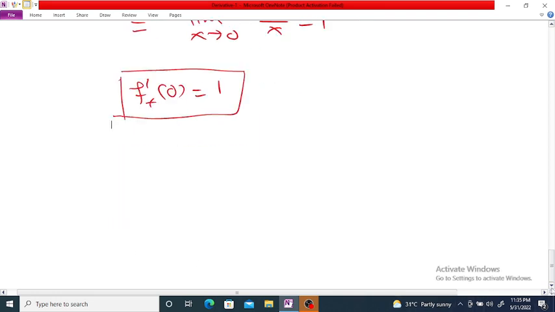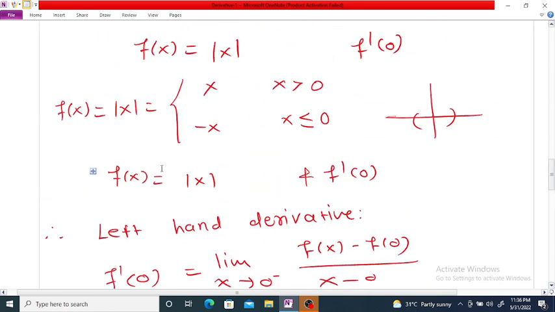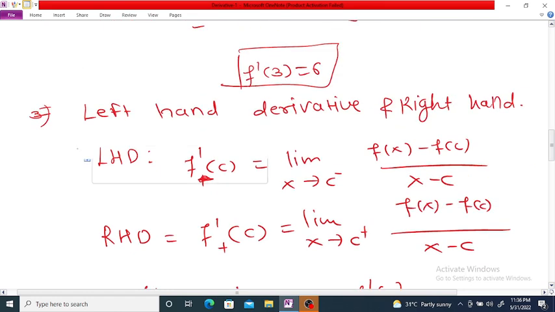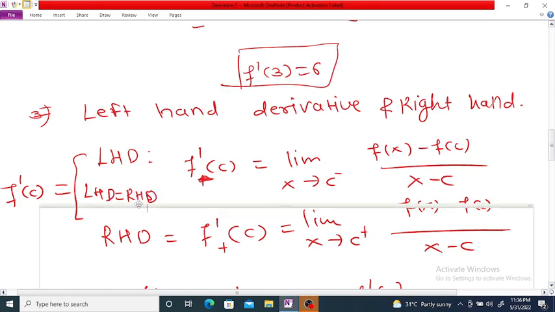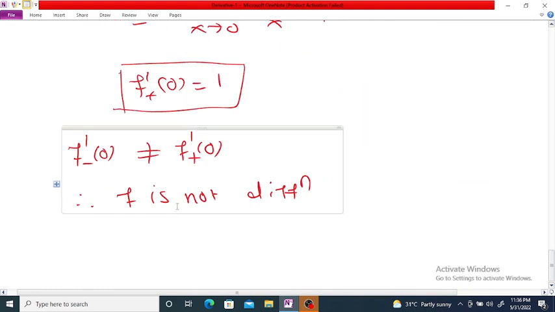So here the left hand derivative f'(0-) is not equal to f'(0+), and therefore f is not differentiable. So when we say differentiable, here we take the definition of left hand derivative and right hand derivative. If these two are equal, then we can say that this derivative is equal to f'(c). But here left hand derivative and right hand derivative are not equal, and therefore f is not differentiable at x is equal to 0.